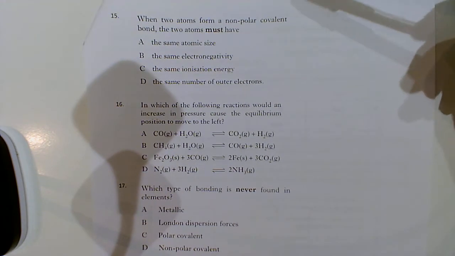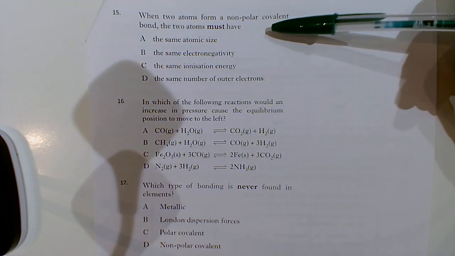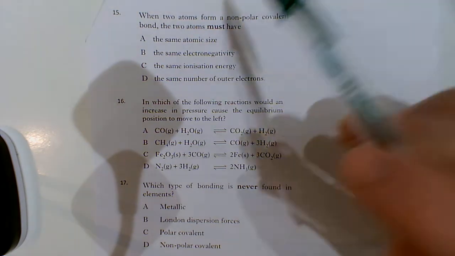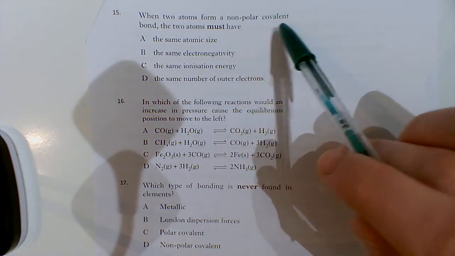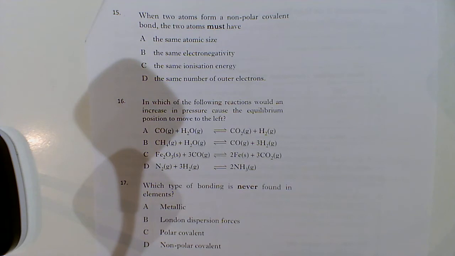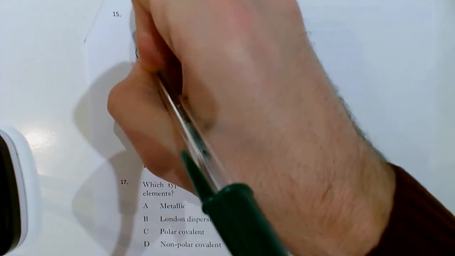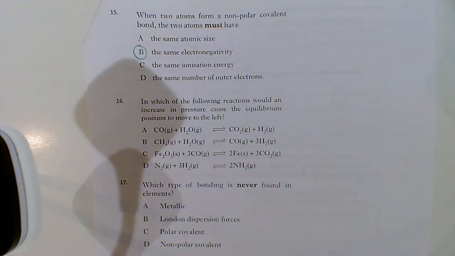Question 15. For two atoms to form a non-polar bond, well, polarity, if it's a non-polar covalent bond, we're talking about electronegativity being the same. So that one's B.